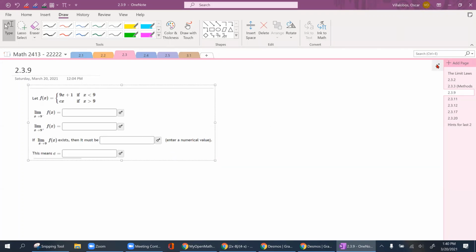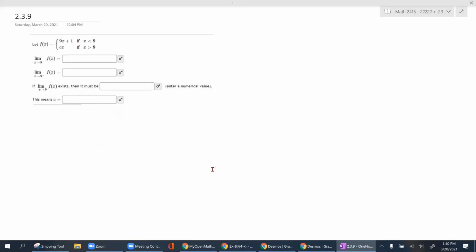Okay. So I'm going to go ahead and take these limits. Again, this is like the absolute value that we saw in the previous section. We have 9x plus 1 if x is less than 9, cx if x is greater than 9. So I'm going to find out what it gives me whenever I go to the left. Let's go ahead and plug that in.